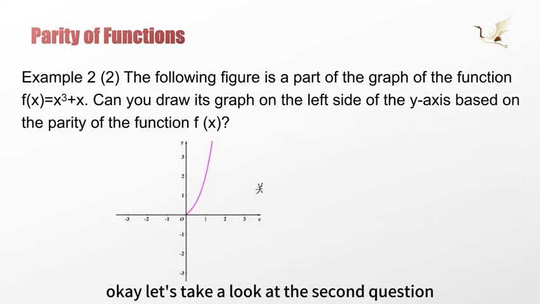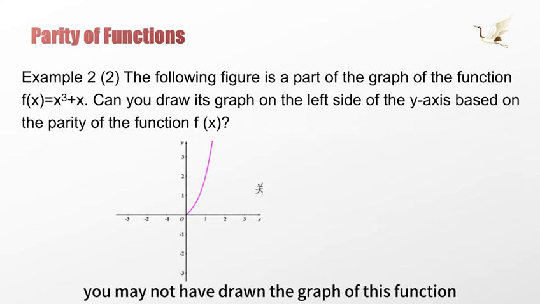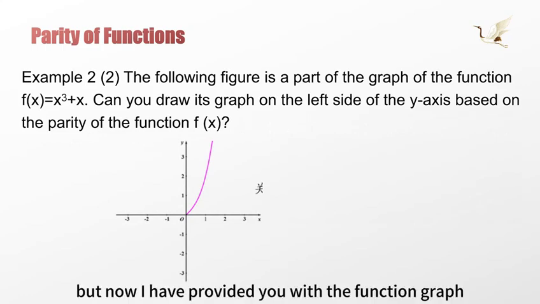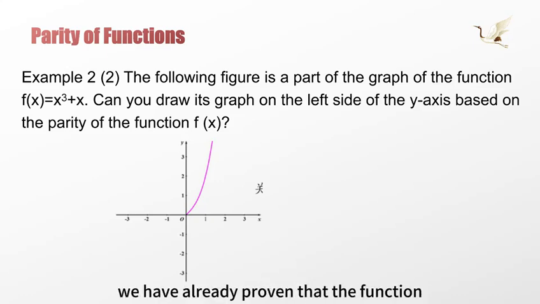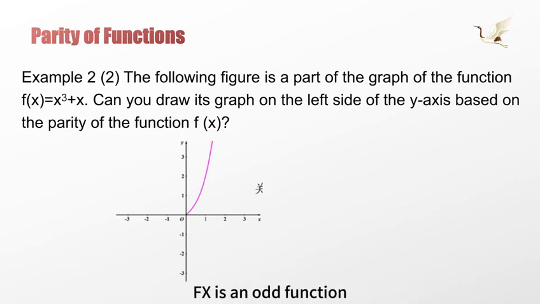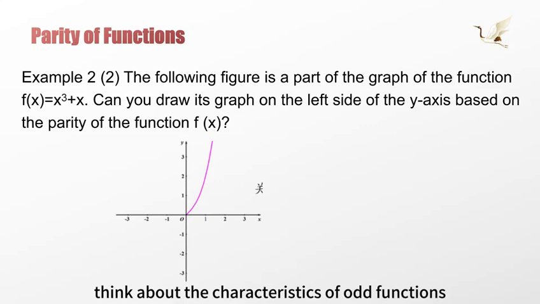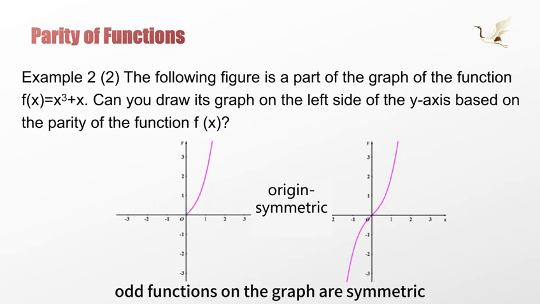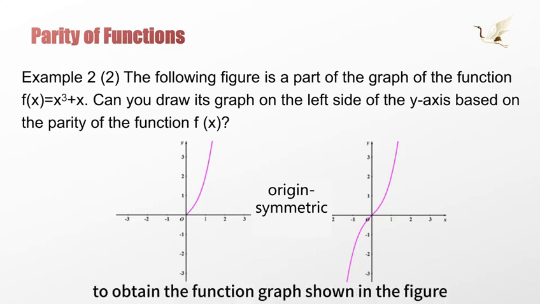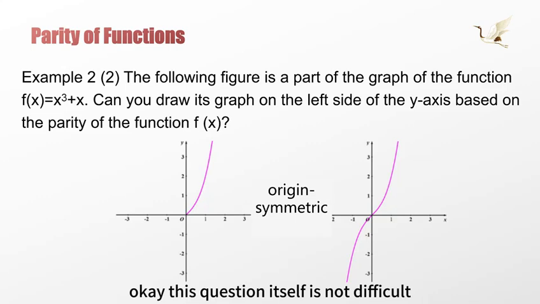Okay, let's take a look at the second question. You may not have drawn the graph of this function just now, but now I have provided you with the function graph on the right side of the y-axis. Can you obtain the image of f(x) on the left side of the y-axis through the parity of the function f(x)? Just now in the first question, we have already proven that the function f(x) is an odd function. So, please think about the characteristics of odd functions from the graph. You should remember that odd functions on the graph are symmetric about the origin. Based on the symmetry on the graph, we can complete the entire graph to obtain the function graph shown in the figure.